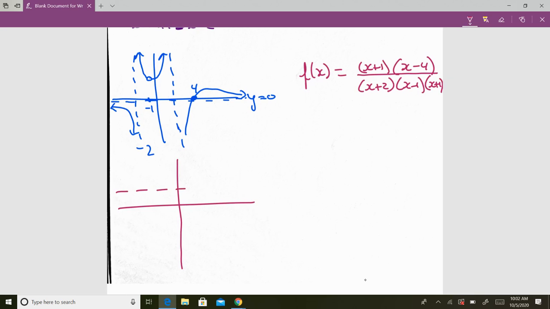So y is equal to 2 is our horizontal. -2, +3, 0, 2. Oops. POD at -4. We'll have a second POD at -1.